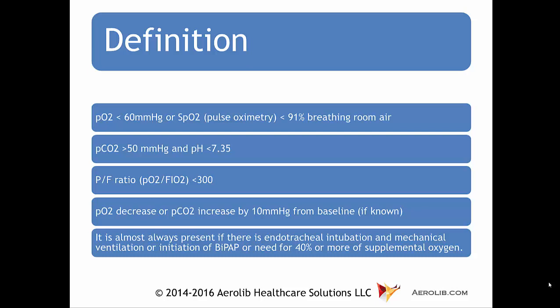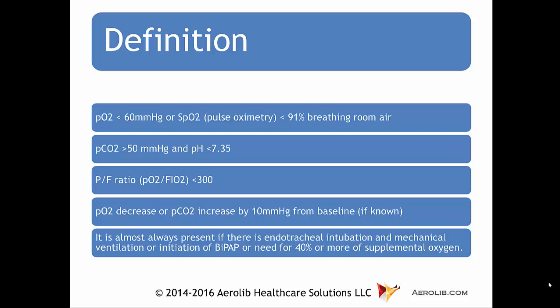Another way is to look at the PF ratio, and if it's less than 300, it indicates acute respiratory failure. This ratio has been used for acute respiratory distress syndrome, and we'll look further at how it can be used for qualifying acute respiratory distress syndrome into mild, moderate, and severe.